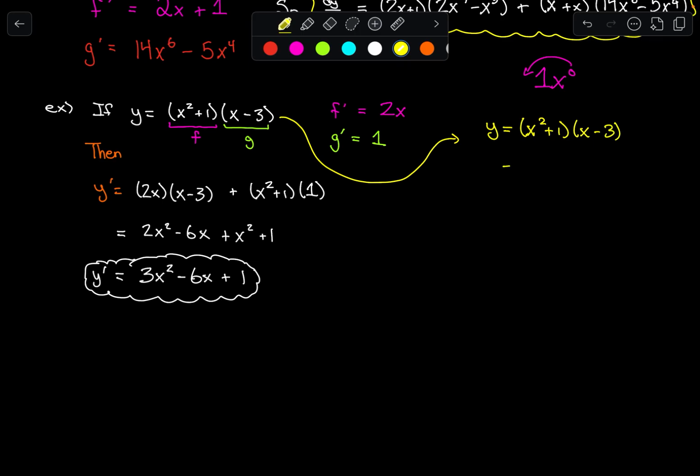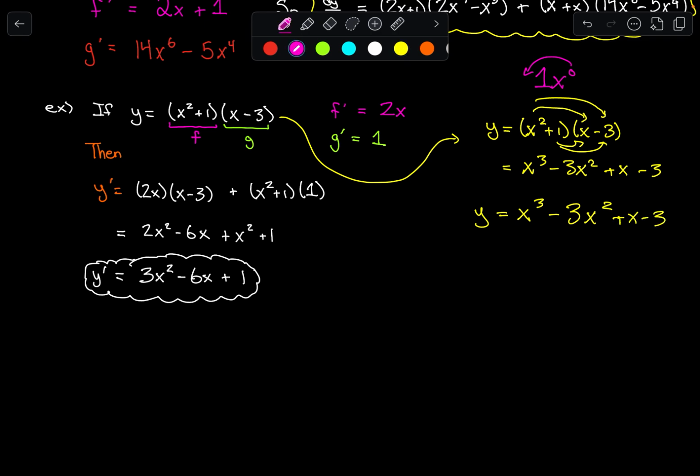If I multiply these together using some foiling, I'm going to get, let's see, x cubed, and then minus 3x squared, then plus x, and then minus 3 for the last term. So really this function that we're taking the derivative of is x cubed minus 3x squared plus x minus 3. And now we can take the derivative just using the exponent rule that we learned about in the last video.